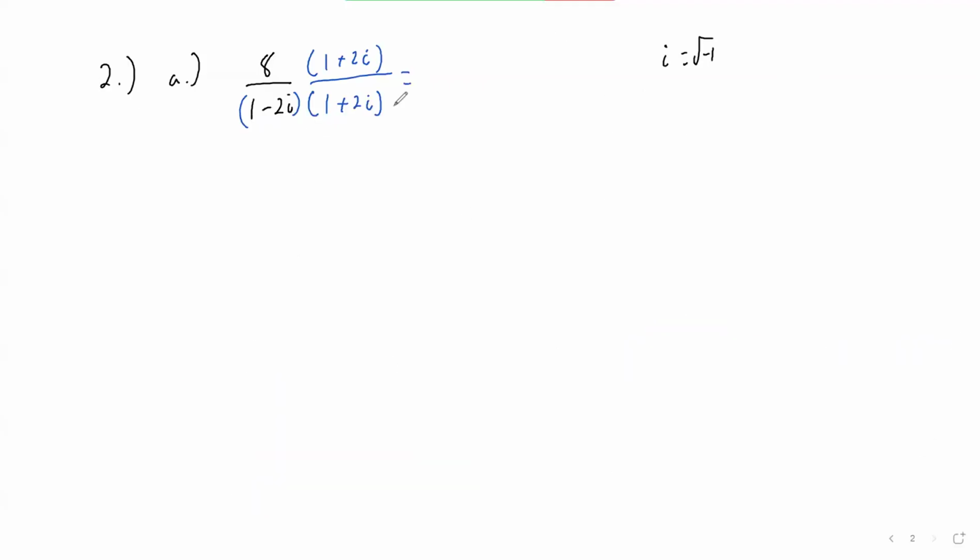So I'm going to do the same thing here on the bottom. 1 times 1 is 1, and negative 2i times 2i gives me negative 4i squared, which we now know basically just changes the sign. So it's 1 plus 4, which is 5. Over here, I just got to distribute. So 8 times 1 is 8, and 8 times 2i is 16i.